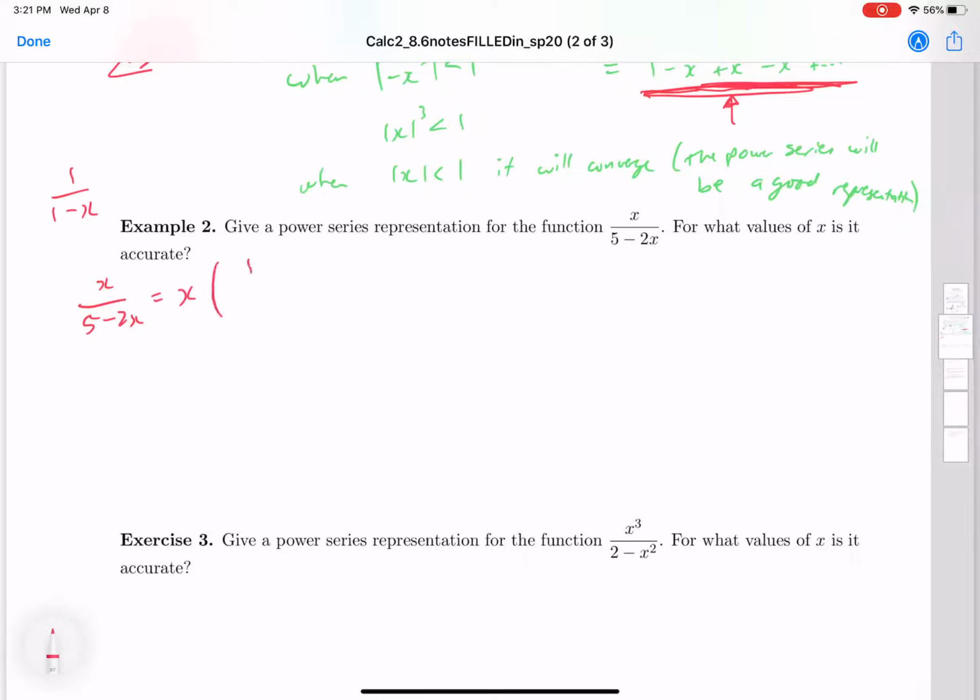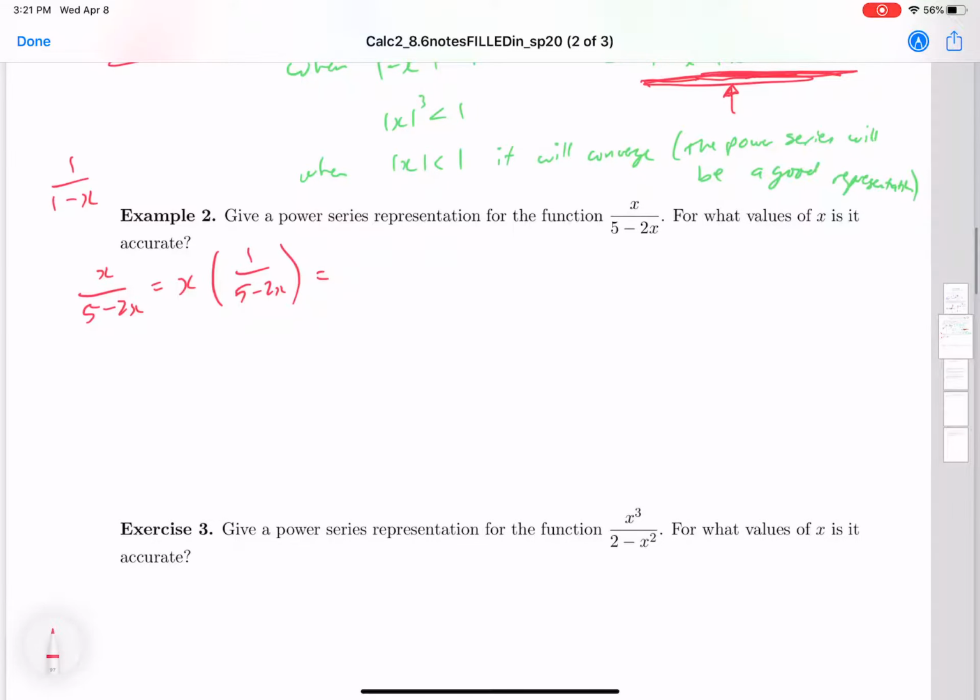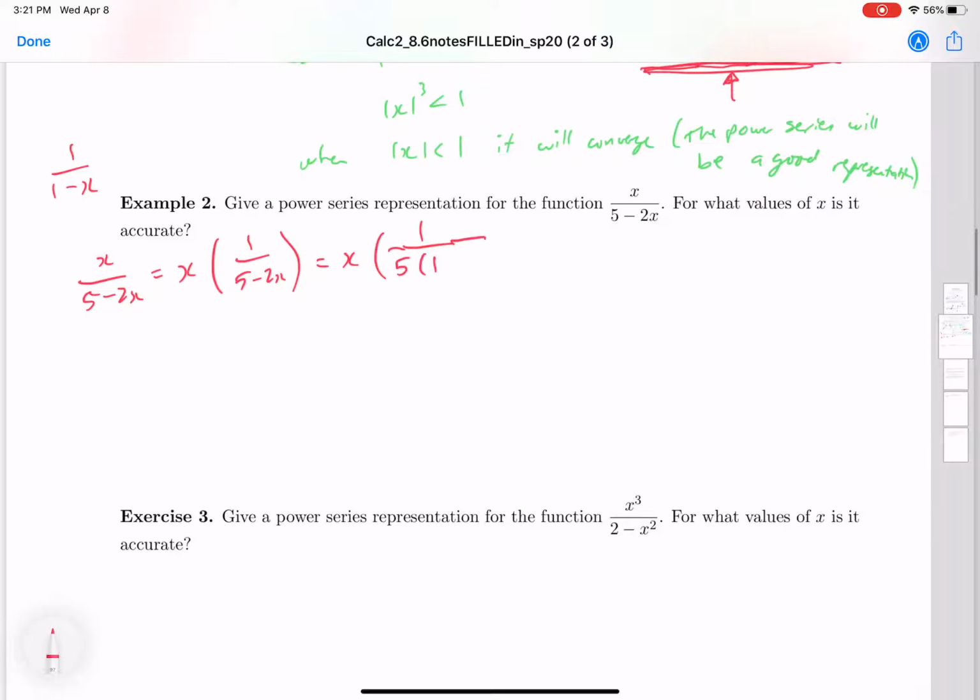I'm going to start by factoring out an x. Then I get a 1 on top. And then I could factor a 5 out of the denominator. So I'd still have an x out front, and I'm going to factor a 5 out of the bottom. What that does is it gives me a 1 in this spot, and then this would become a 2x over 5. And that 5 on the bottom, I can then factor out to the very front. So this looks like an x over 5, and in the parentheses, I have a 1 over 1 minus 2x over 5.